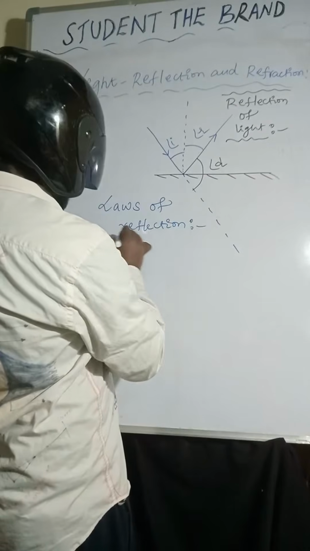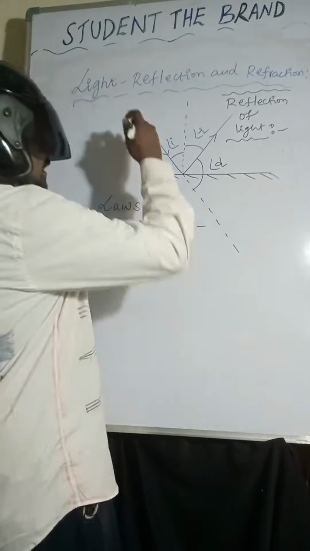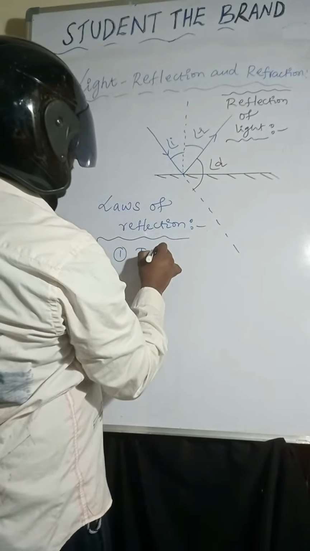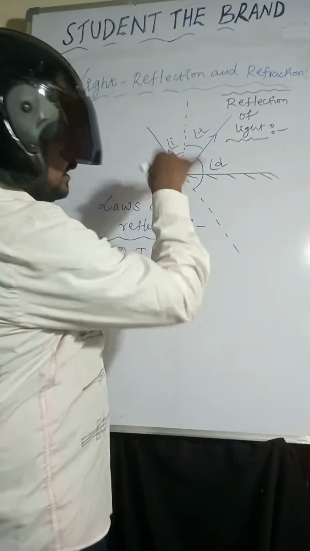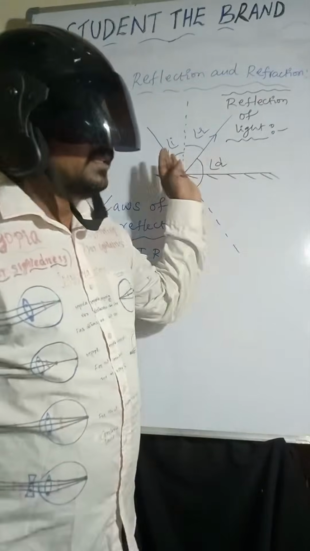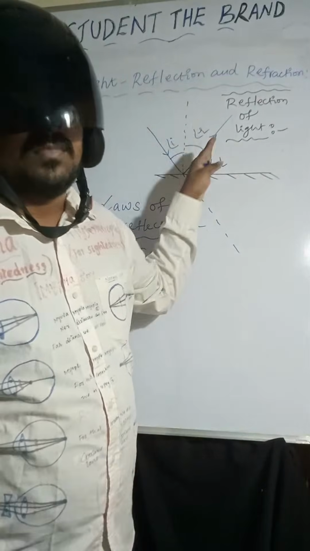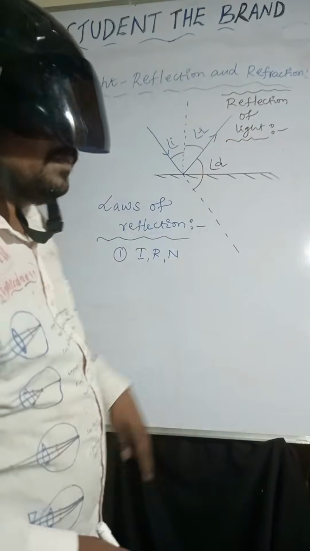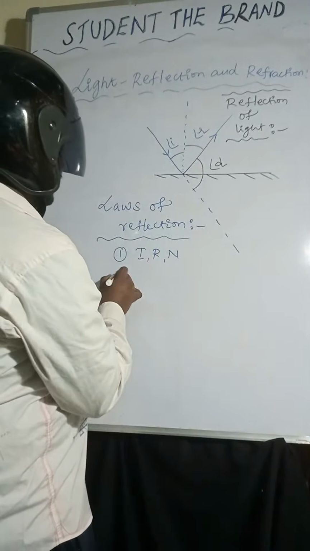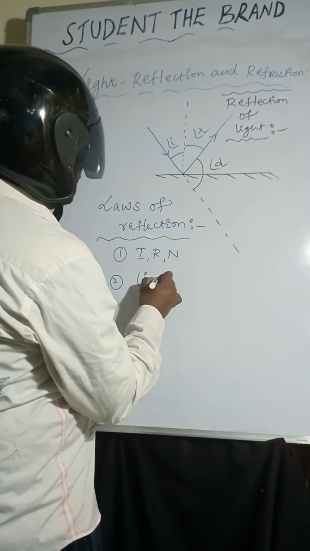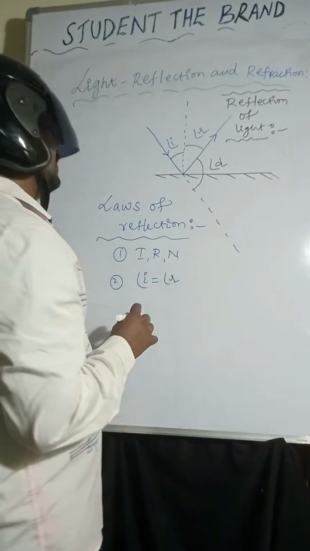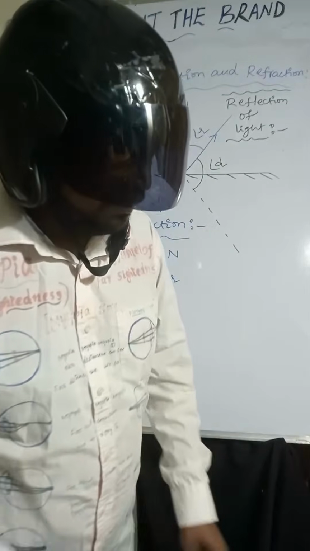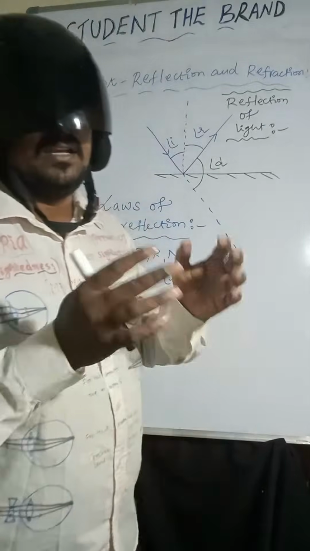Laws of reflection. First one: the incident ray, reflected ray and normal line lie in the same plane. And coming to the second one, the angle of incidence is equal to the angle of reflection. I hope it is very clear to you all.